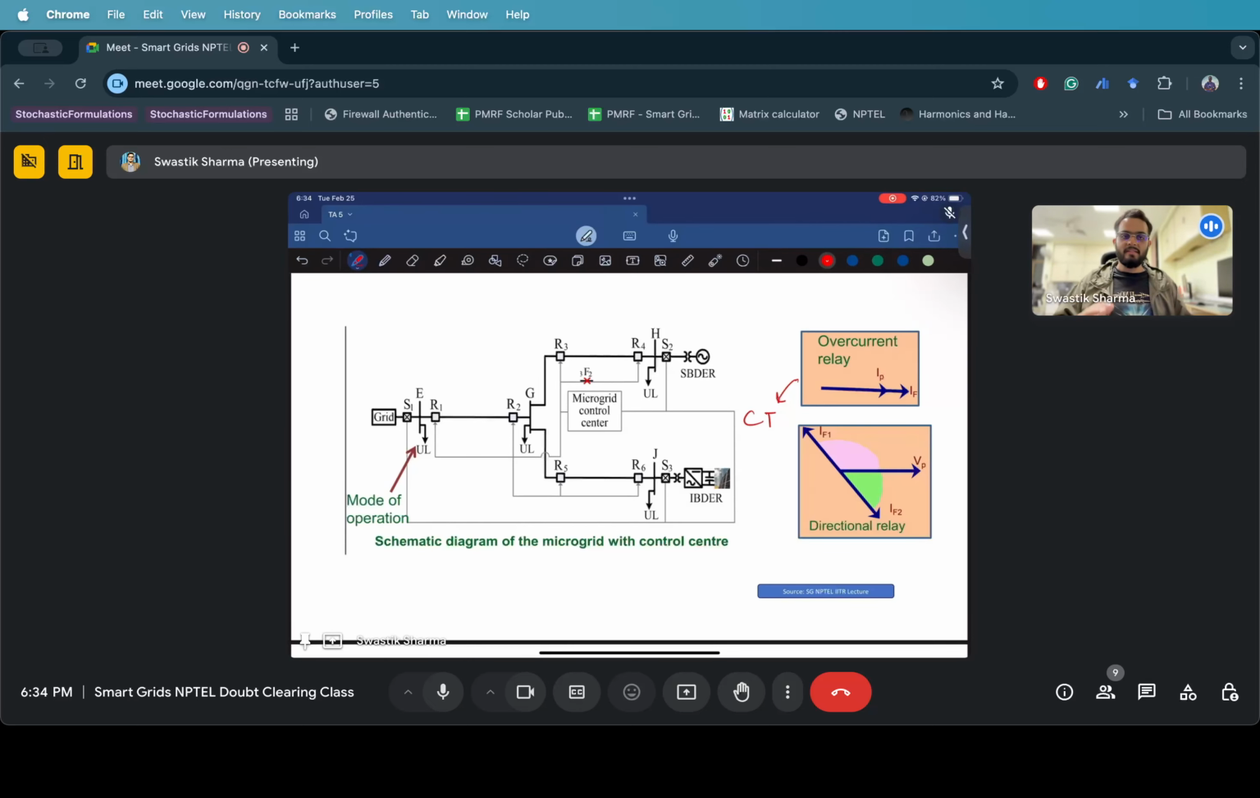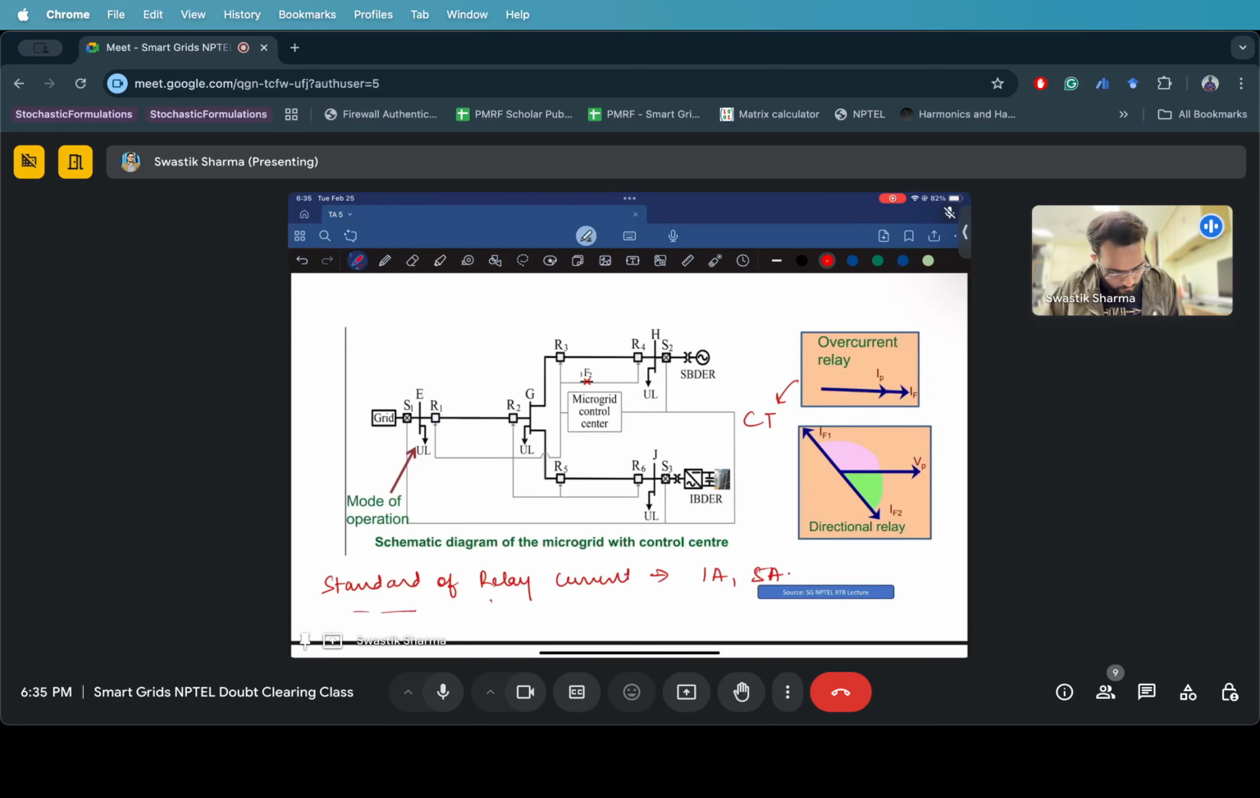It senses current and scales it down to some level, 5 ampere, which is the standard of current for relays: 1 ampere and 5 ampere, right? And the standard of relay voltage is 110 volts phase to phase. Right. So CT converts it down to a scalable level, which can be easily sensed by this relay.